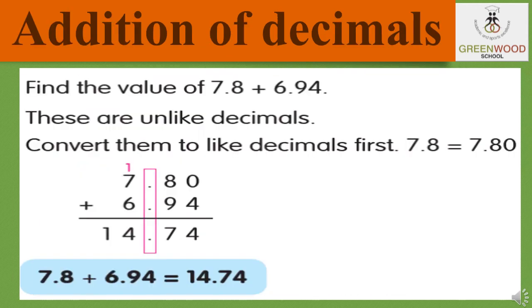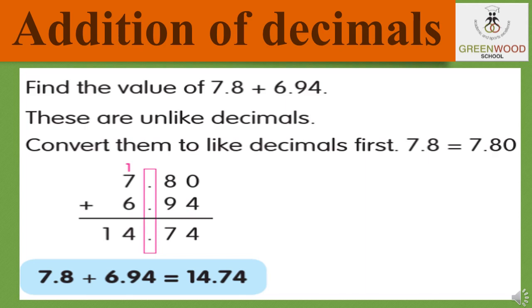Next topic is addition of decimals. Find the value of 7.8 plus 6.94. Now they are unlike decimals. So first we'll convert 7.8 as 7.80 by adding 0 to the extreme right. Now they become like decimals. Before adding, place the numbers such that the decimal points are aligned properly, as you can see in the figure. So now we'll add them.